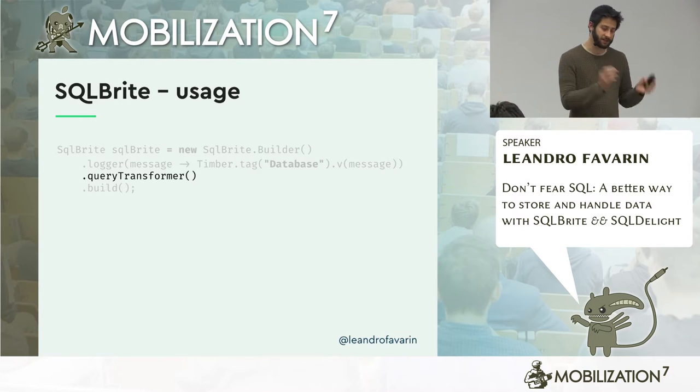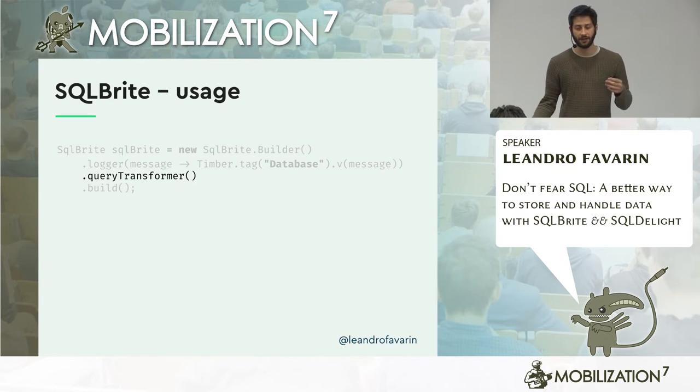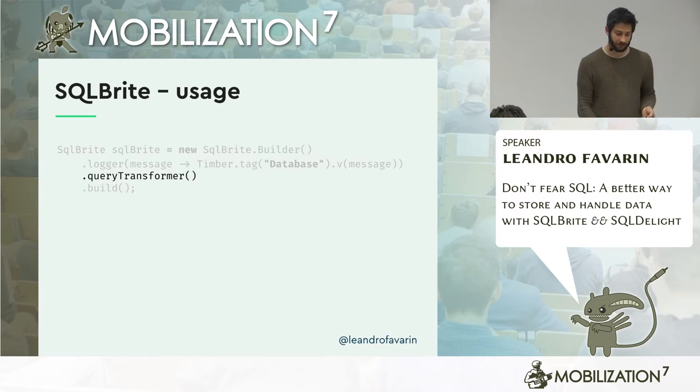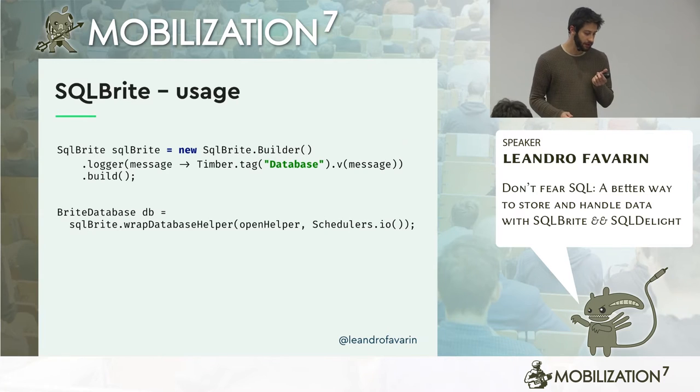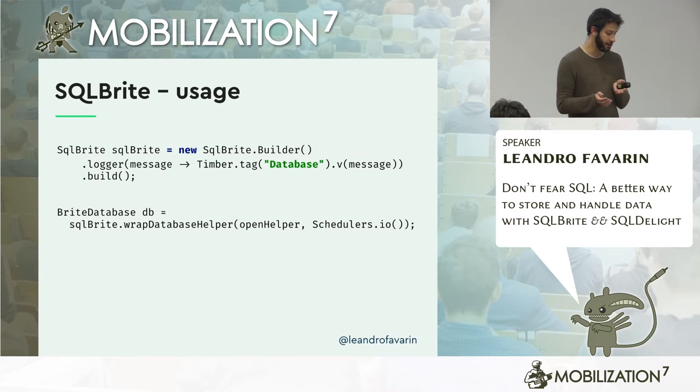So for example, you can pass a scheduler there. You can log in different ways. You can optimize. You can convert. You can use some kind of Rx replay share. You can put everything there. It's crazy. You can just pass an observable that acts on the whole stream. And then, after having an instance of SQLBrite, you create this BriteDatabase that you pass the SQLite Open Helper and then the scheduler that you want to define when you query.